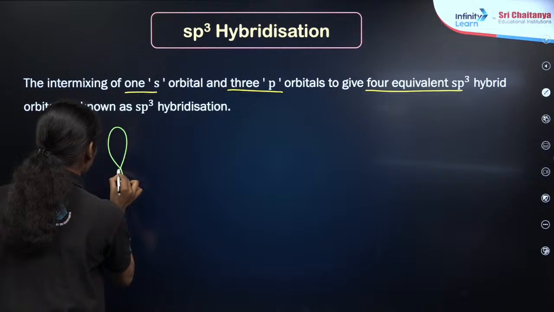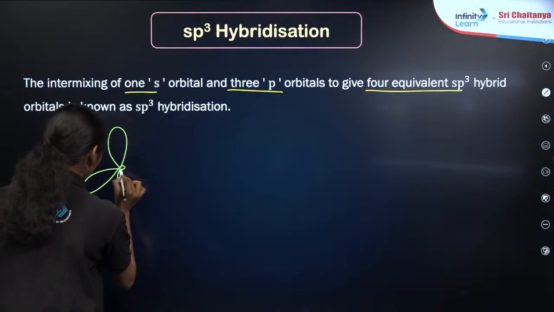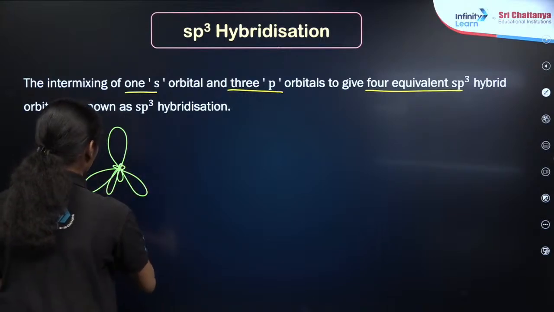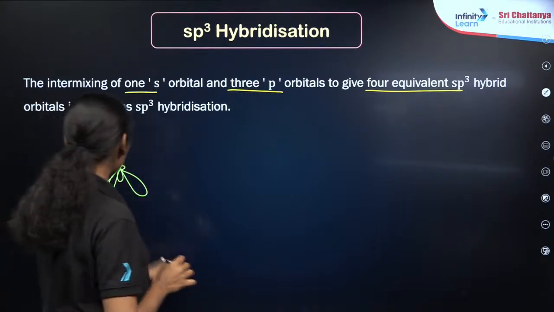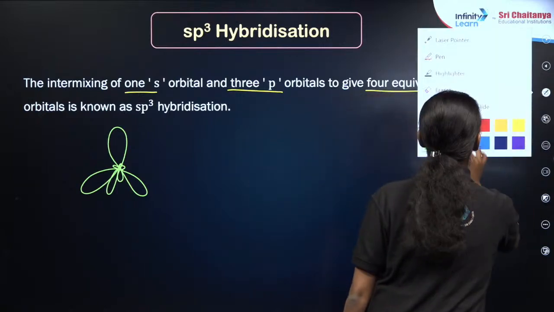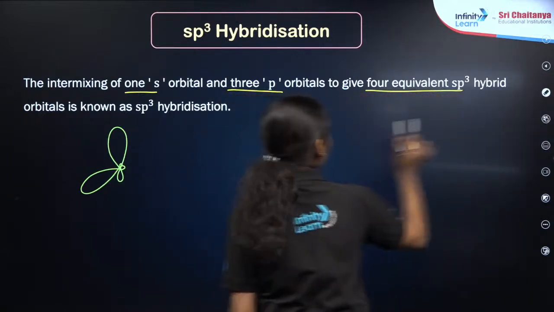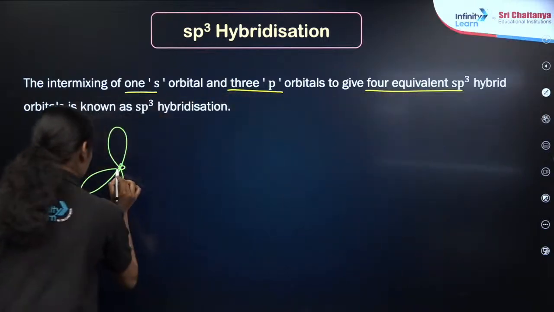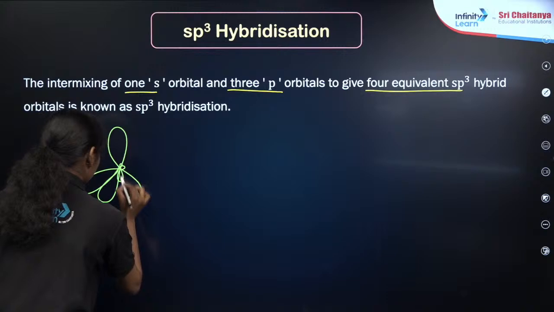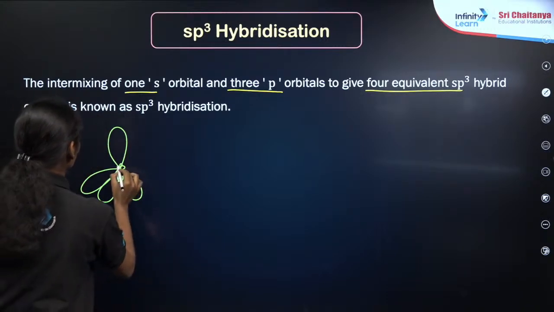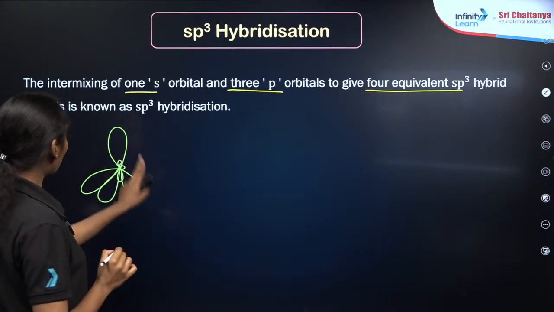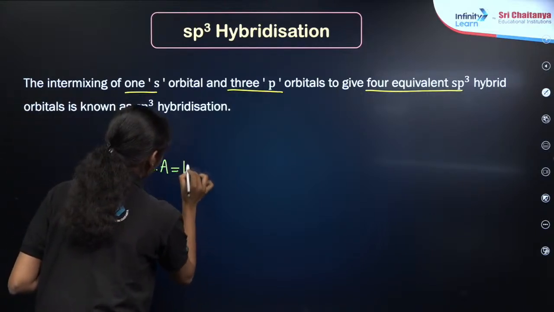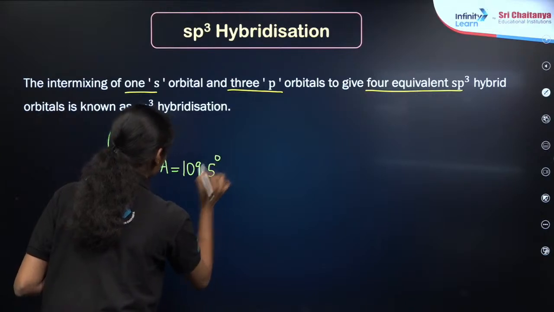This is one of the sp3 orbitals. Then the next one, and again the next one, like this. It should be of equal shape, right? My drawing is not perfect. Okay, like this. This will be the arrangement of 4 sp3 hybridized orbitals having a bond angle of 109.5 degrees, and its shape should be tetrahedral.